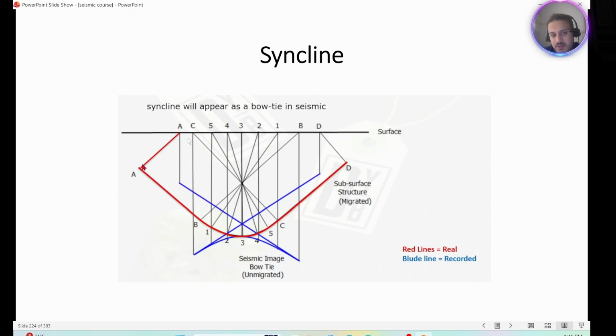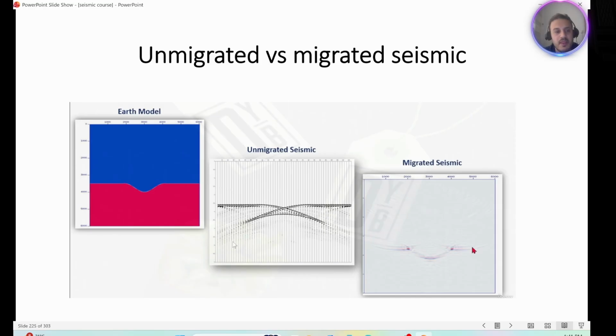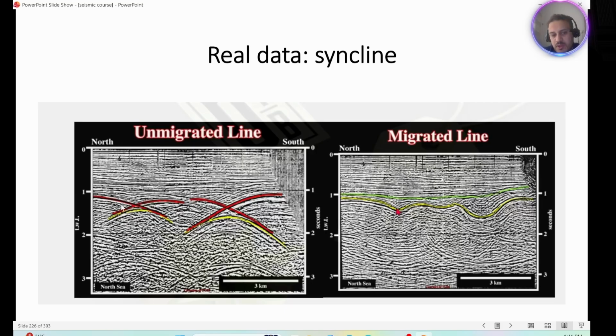In the case of a syncline, these are the real reflections, but this is beneath the geophone. You will have these false reflections, and then you will have something called a bow tie. This bow tie is just because we don't do the migration. So this is the syncline in here. This is the earth model, and this is the unmigrated seismic data. You will have the bow tie in here because of the syncline. After migration, you will have only the syncline, very clear in here. And also this is a real example. This is the bow tie in the case of a syncline, and this is the real syncline after migration.